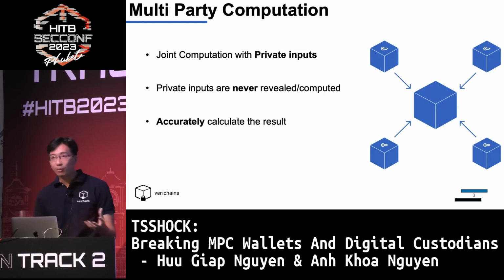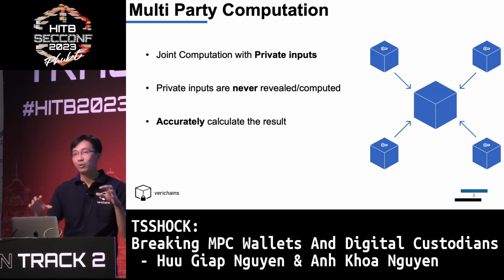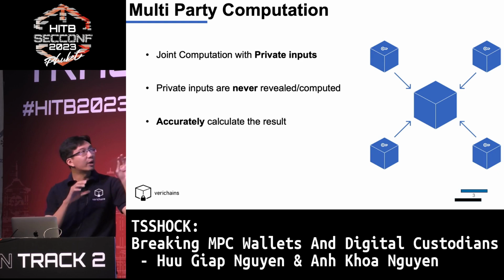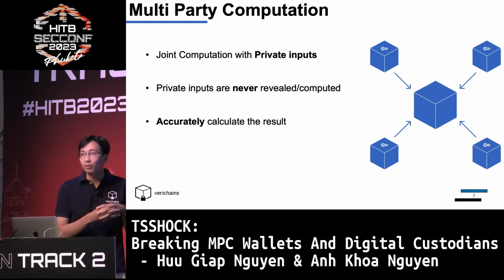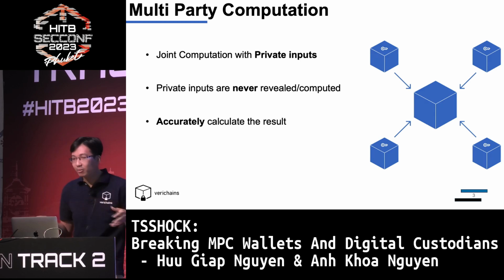So multi-party computation is kind of like distributed computing, but now you have private values. We have a lot of parties here. Each of them has a private input, and you need them to jointly compute something. And the thing is, the private input must be kept private by each party.